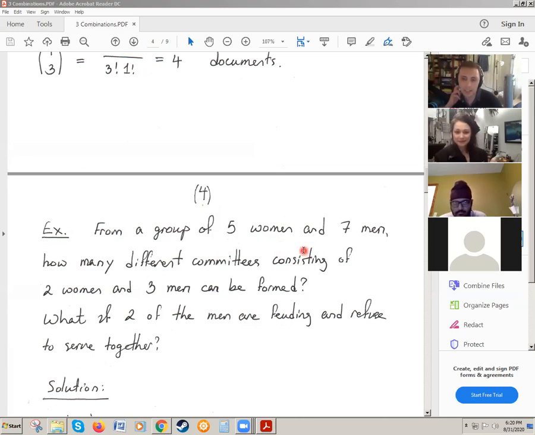Valeria, go ahead. Try to describe one. So we have 5 women and 2 options for the seat. So 5 factorial over 2 factorial.